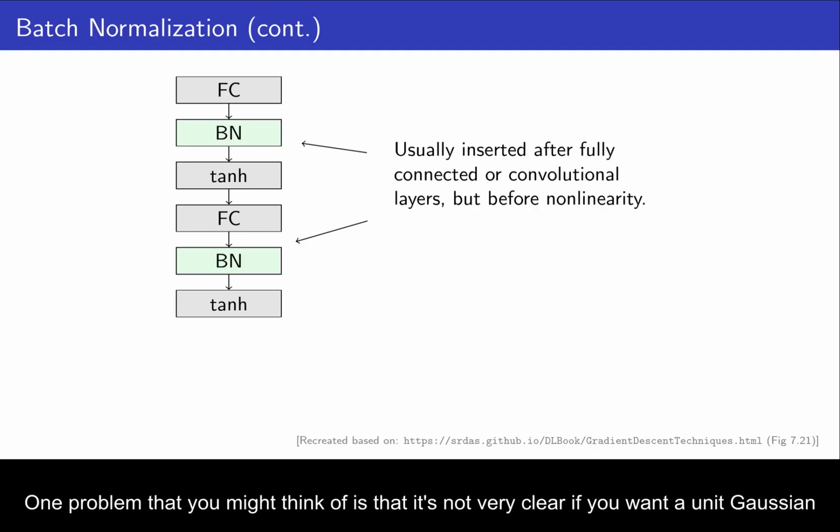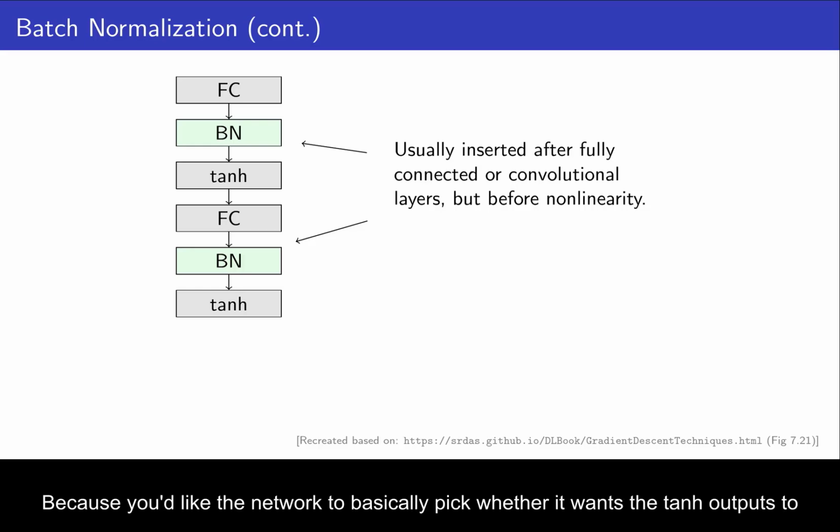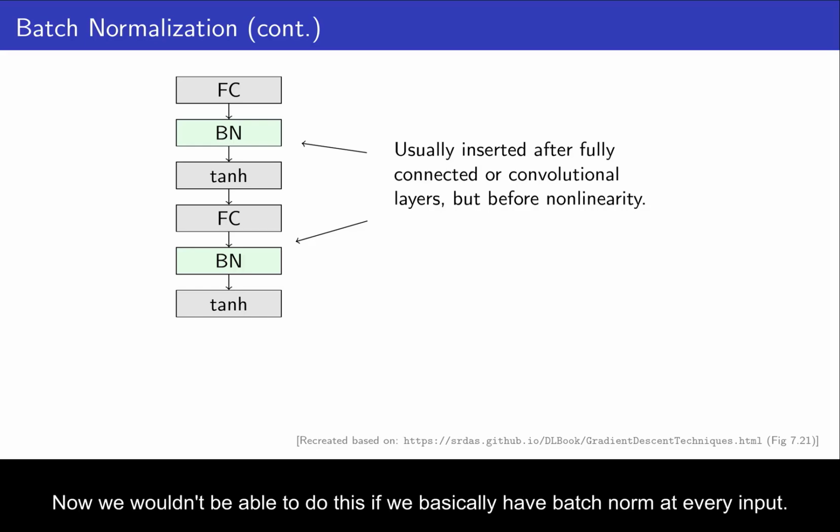One problem that you might think of is that it's not very clear if you want a unit Gaussian input to these tanh nonlinearities that we have. Because you'd like the network to basically pick whether it wants the tanh outputs to be more or less saturated. Now, we wouldn't be able to do this if we basically have batch norm at every input.